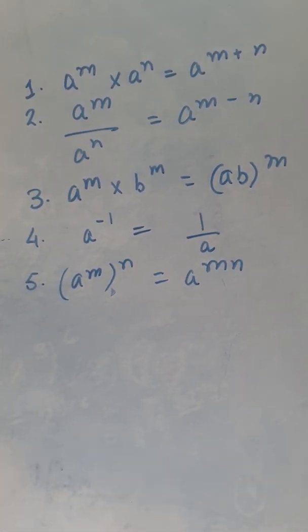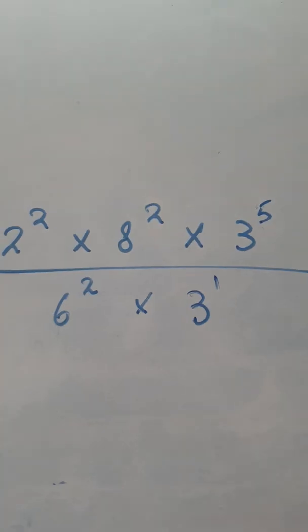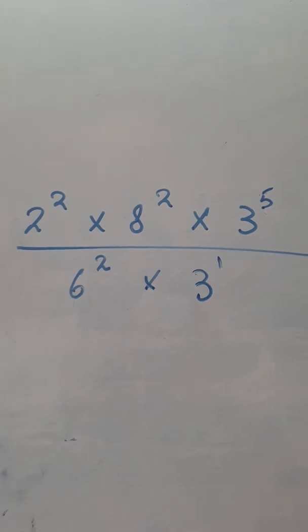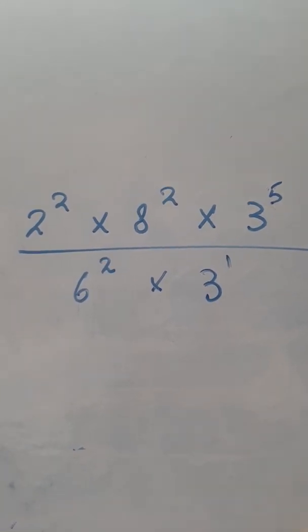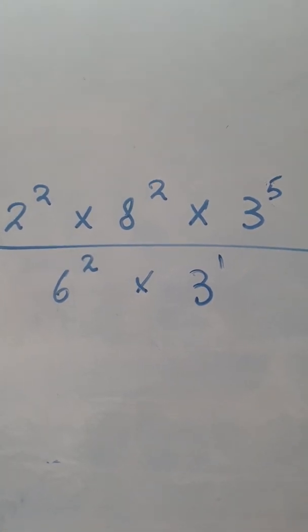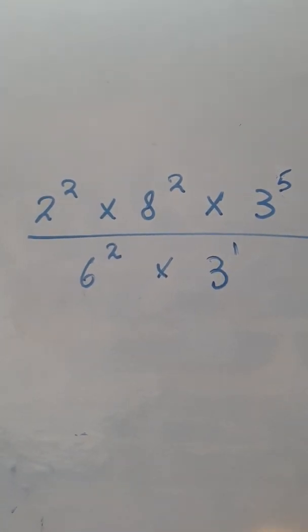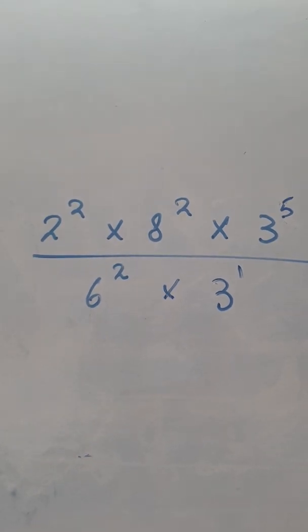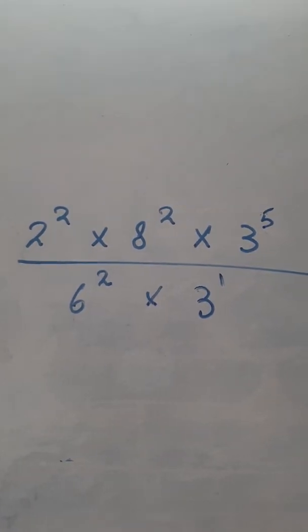Now we are going to simplify statements. So basically we have to simplify this statement: 2 to the power 2 into 8 to the power 2 into 3 to the power 5 divided by 6 to the power 2 into 3 to the power 1. So before solving, we need to break all the composite numbers and get them to the prime factors form. So we have to write them as multiplication of the prime factors.